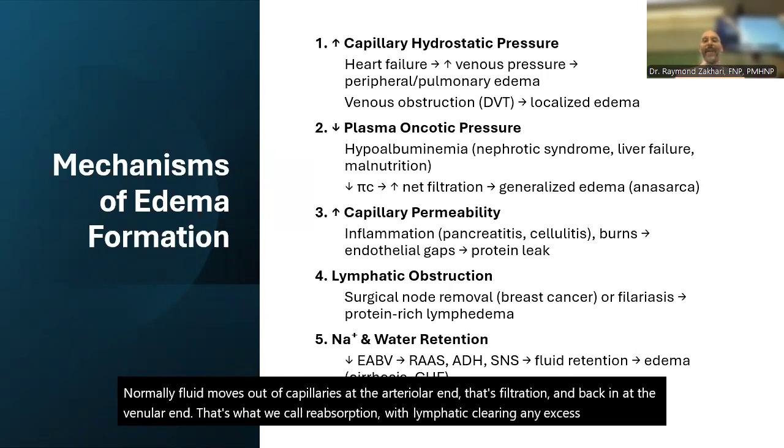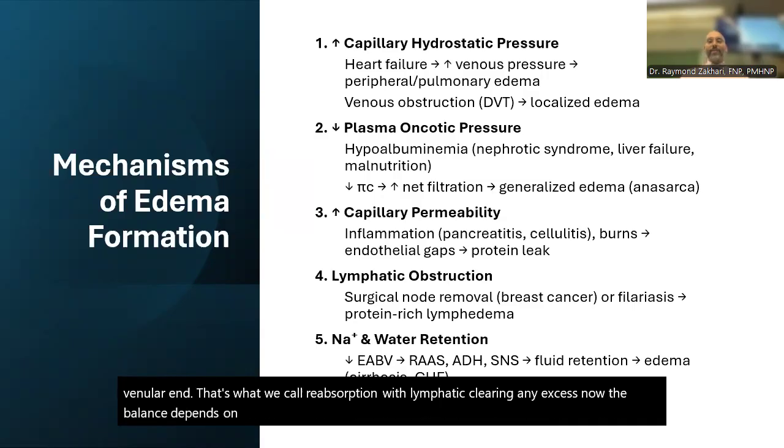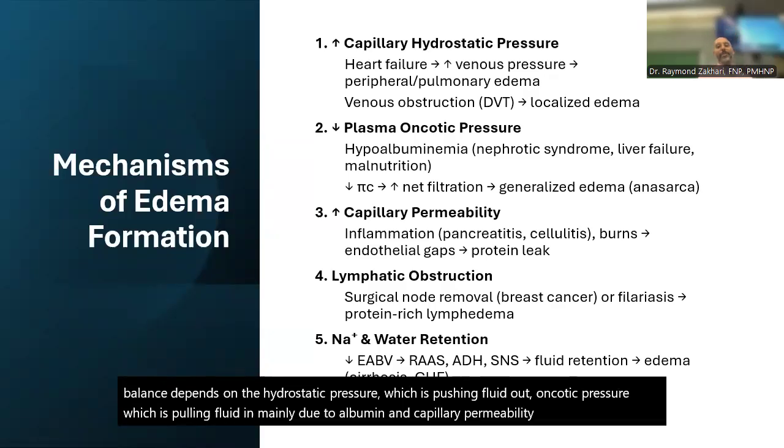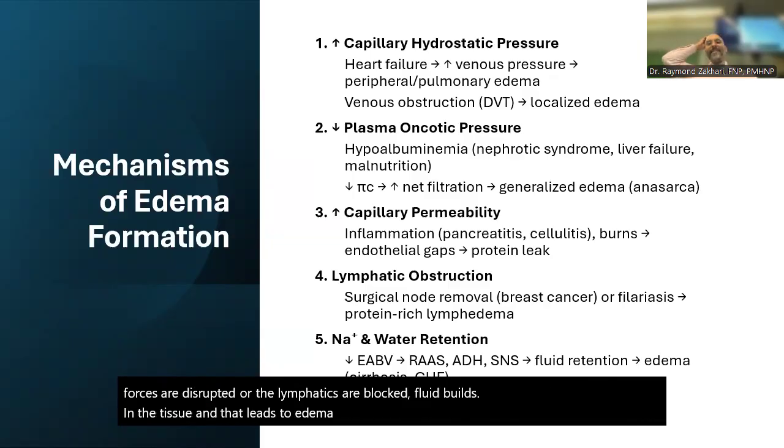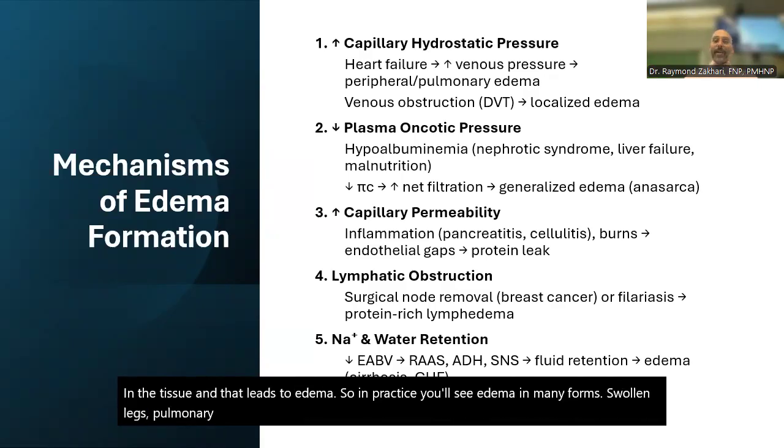Now, the balance depends on the hydrostatic pressure, which is pushing fluid out, oncotic pressure, which is pulling fluid in, mainly due to albumin, and capillary permeability. Now, when these forces are disrupted or the lymphatics are blocked, fluid builds up in the tissue, and that leads to edema. So in practice, you'll see edema in many forms: swollen legs, pulmonary edema, anasarca. So understanding why this happens will help you manage it.